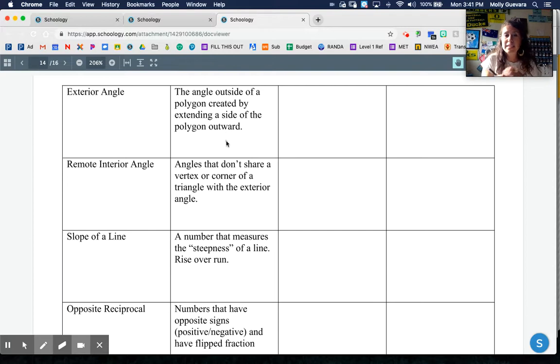And all you have to do is extend the side of the polygon outwards. So let's just look at a triangle since that's what we're going to be looking at. Okay. So if I extend the sides of a triangle out, and out, like this, these are my exterior angles. So there's one, and there's one, okay? So those are my exterior angles. So they're created outside of the shape by extending the side of the shape.